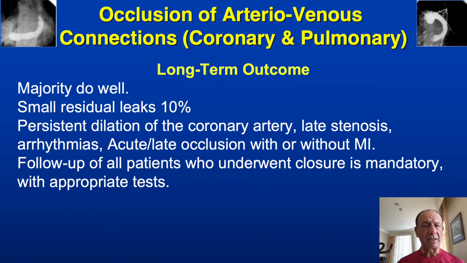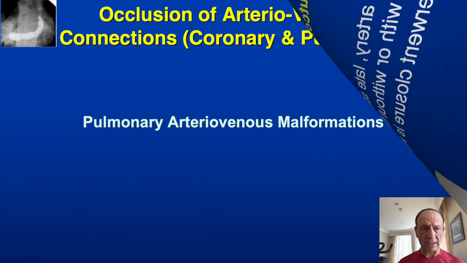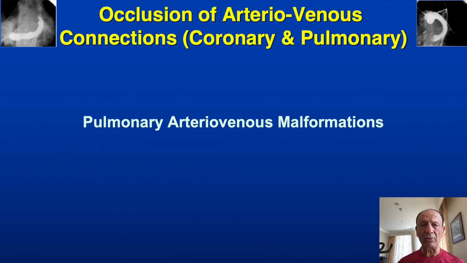Long-term outcome: the majority of these patients do well. Small residual leaks in about 10%, persistent dilation of the coronary artery, late stenosis, arrhythmias, acute or late occlusion with or without myocardial infarction. Follow-up is mandatory, and appropriate tests should be done for these patients to look at the coronary arteries. Now let's shift to pulmonary arteriovenous malformations.